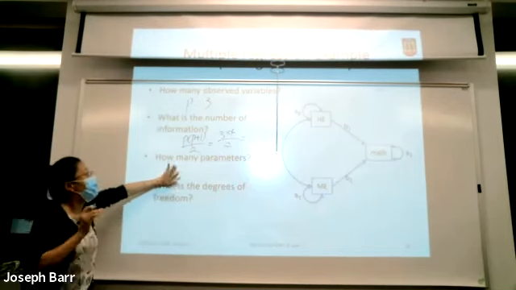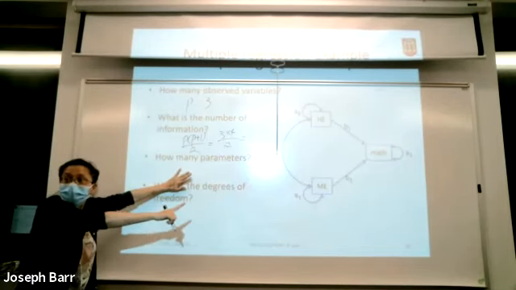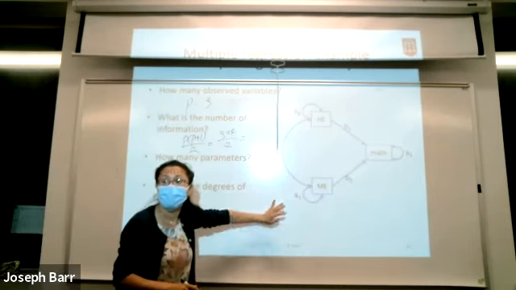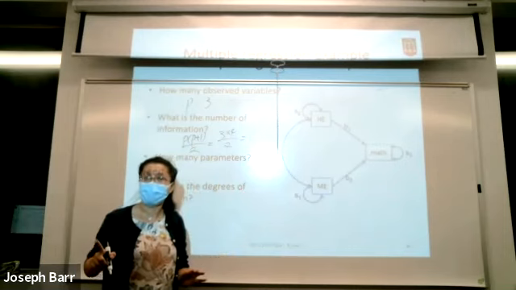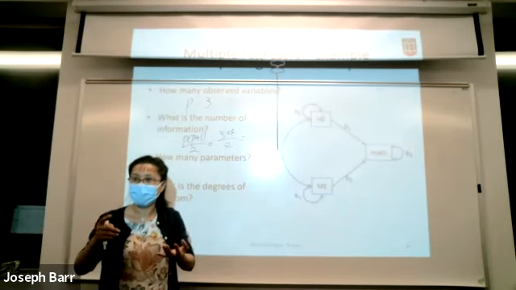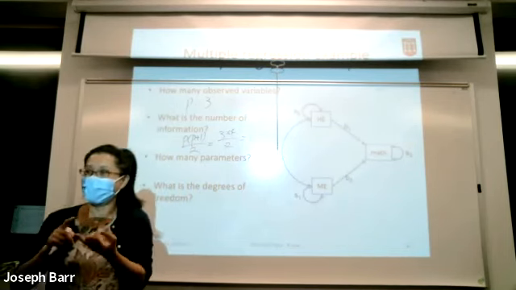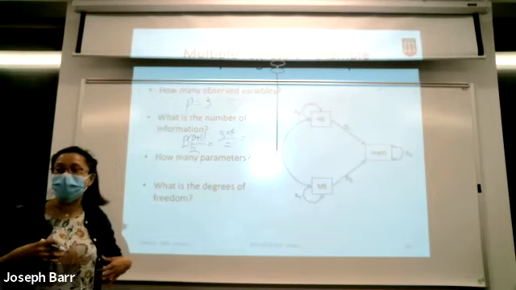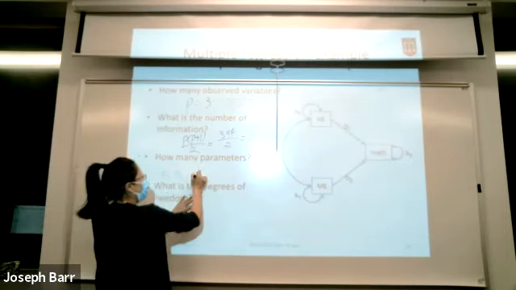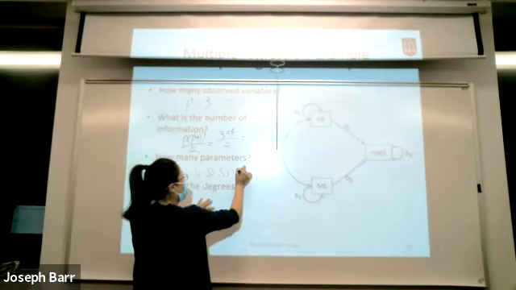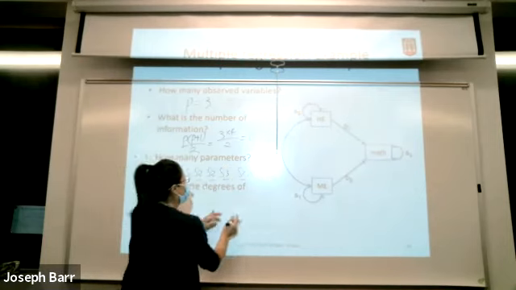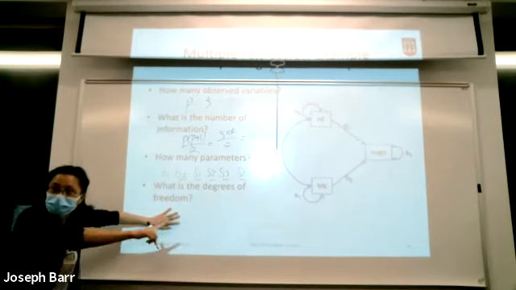Now, how many parameters in this model? He said 3. Which 3, which 6? If you're counting all the other ones, then it would be 6, correct? Yes, 6. We have B1, B2, S1, S2, S3, and S12, the covariance. So totally we have 6. Now what's the degrees of freedom for this model?